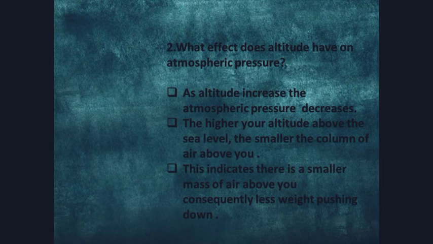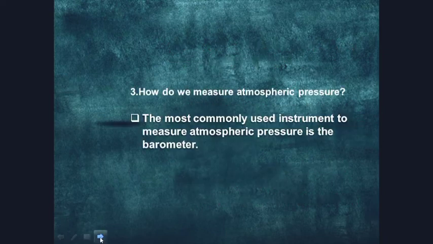For example, at an altitude of 0 meters, or sea level, we have an approximate pressure of 101,000 pascals, or 101 kilopascals. But if we go to a higher altitude, let's say 1,000 meters, we will get 90,000 pascals of pressure. So when we see this effect, as the altitude increases, the pressure decreases. So let's go to the next topic.